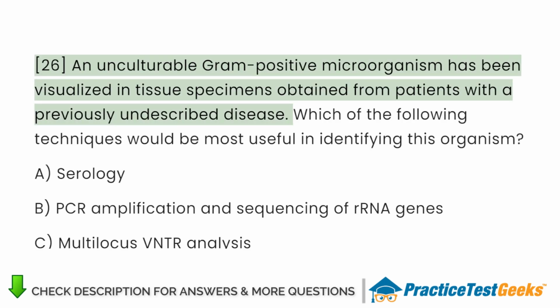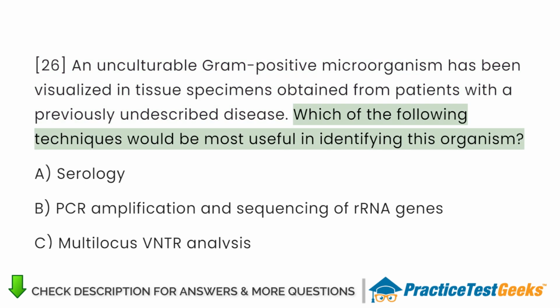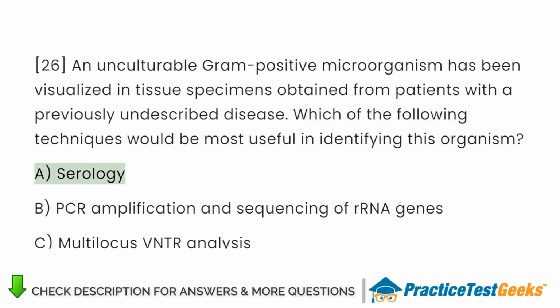An unculturable gram-positive microorganism has been visualized in tissue specimens obtained from patients with a previously undescribed disease. Which of the following techniques would be most useful in identifying this organism? A. Serology. B. PCR amplification and sequencing of rRNA genes. C. Multilocus VNTR analysis.